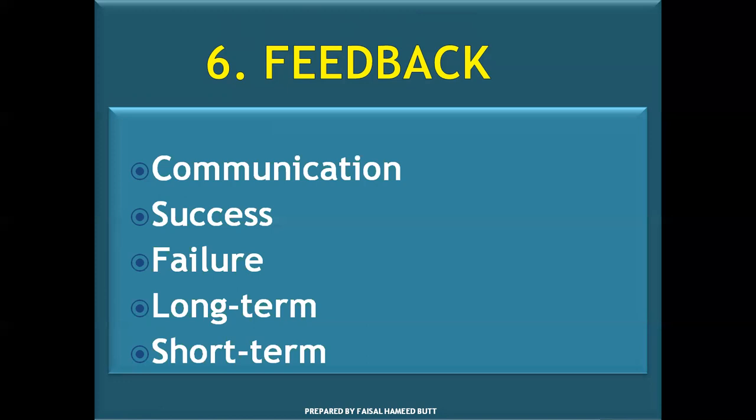Feedback can be short term as well as long term. In speaking, one can get feedback on the spot, but in writing, feedback comes in the long term, later. So that is all about the process of communication. I hope you have understood it.